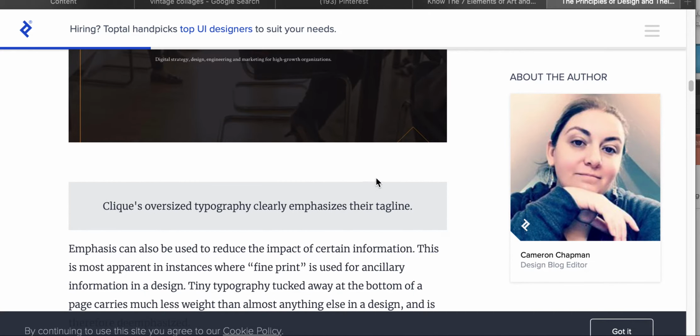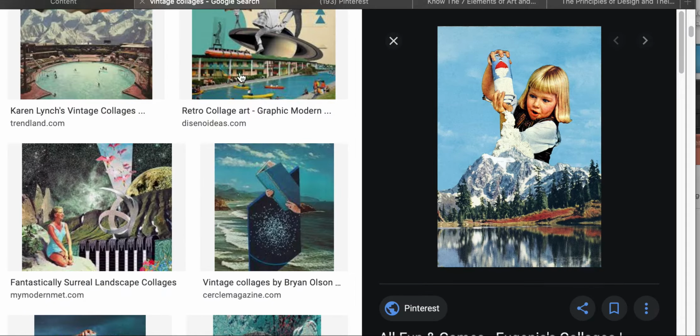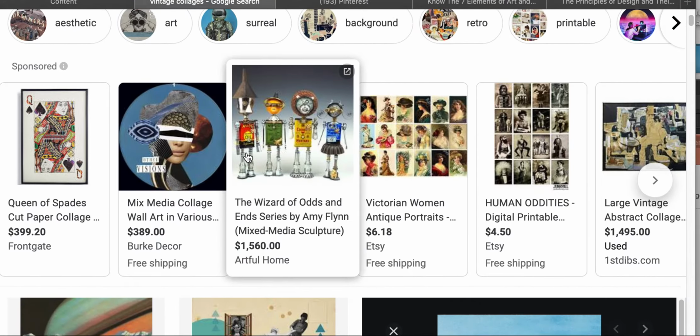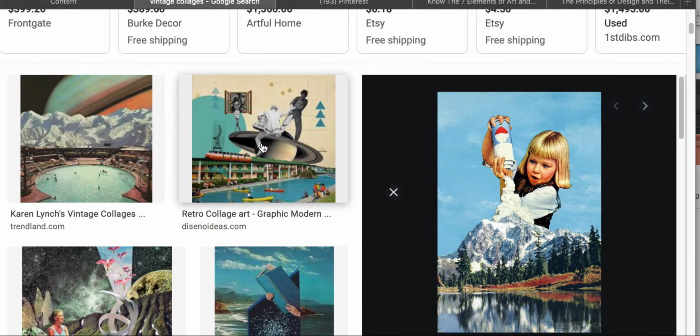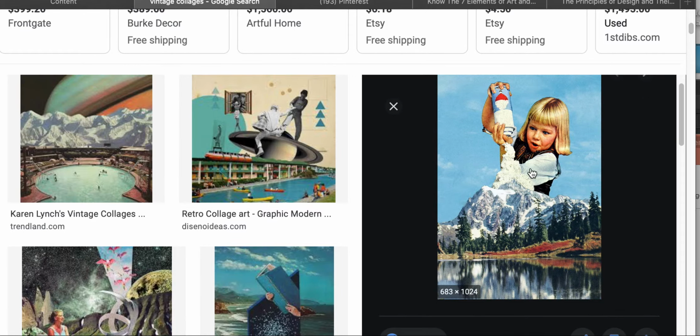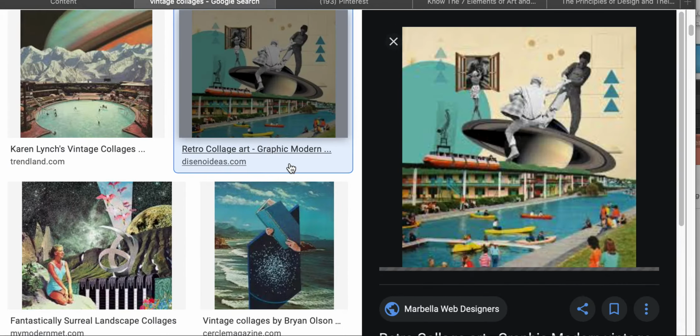So what I did, I went to Pinterest. Actually, first I went to Google. I Googled vintage collages, which is awesome. And there's a bunch of creative people out there. Look at this funny image. These are all photos put together. They weren't made together that way. You just find the right ones.